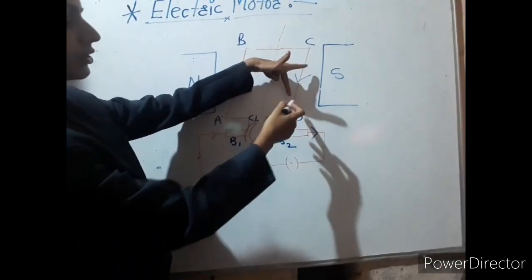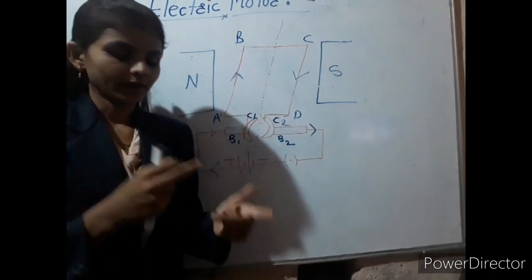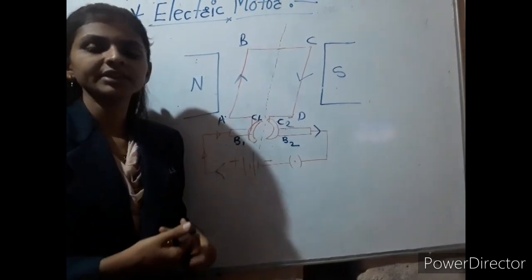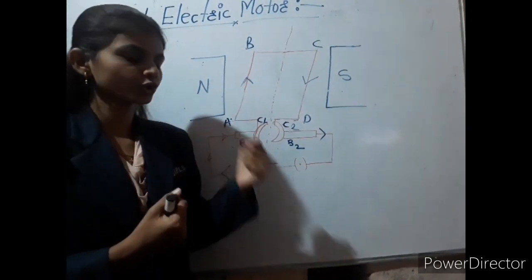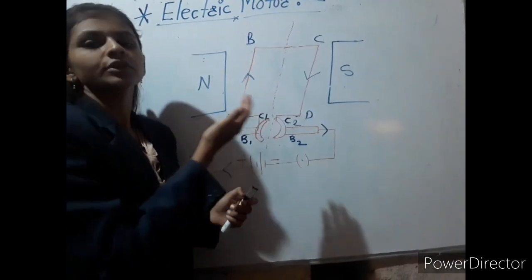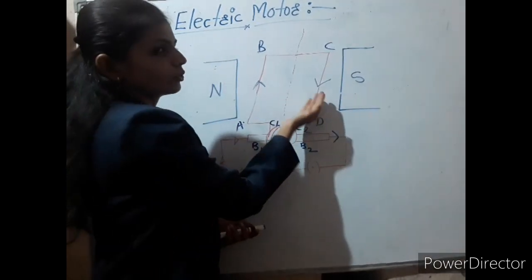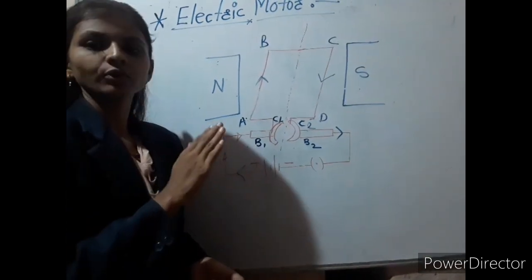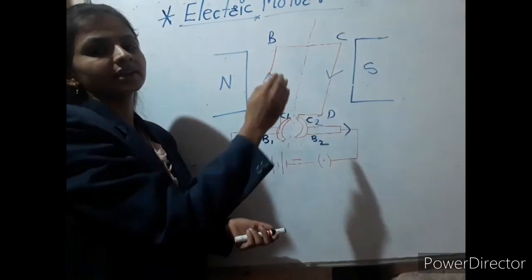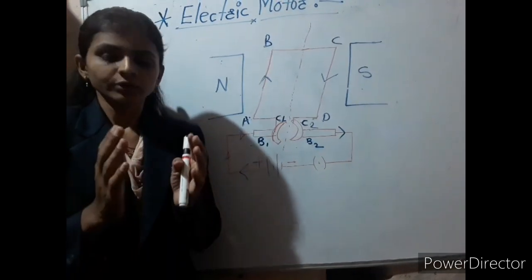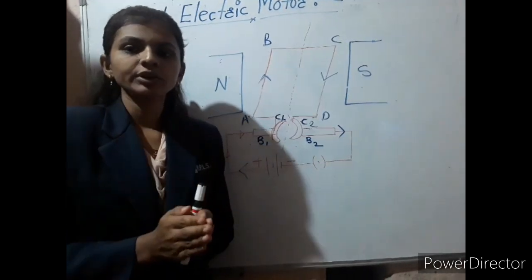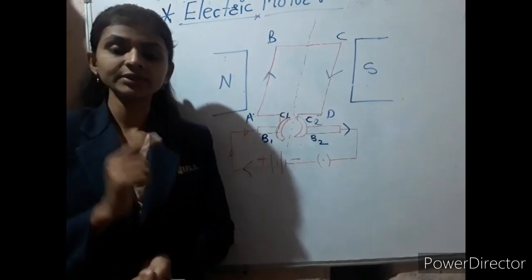So this is showing the direction of current, then the thumb indicates the direction of motion, or the force. At that time you can see that the coil is moving upward. In the first case the coil is moving downward, and in the second case the coil is moving upward. Because of that, only the half rotation of the coil is going to complete.